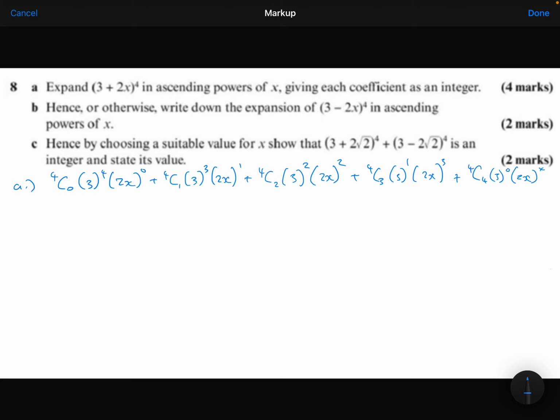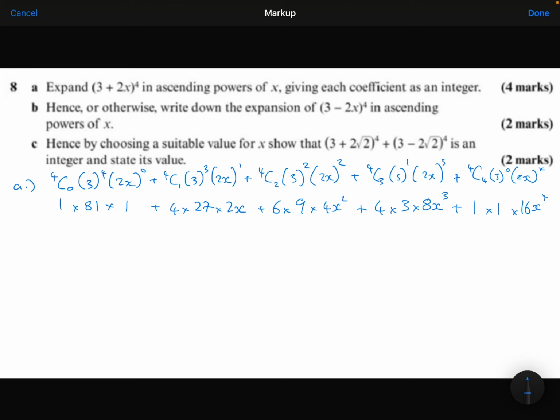Let's simplify each of those terms now then. So 4C0 is 1. 3 to the power 4 is 81. (2x) to the power 0 is 1. 4C1 is 4. 3 cubed is 27. (2x) to the power 1 is 2x. 4C2 is 6. 3 squared is 9. (2x) all squared is 4x squared. 4C3 is 4. 3 to the power 1 is 3. (2x) cubed is 8x cubed. 4C4 is 1. 3 to the power 0 is 1. (2x) to the power 4. 2 to the power 4 is 16. And then we have an x to the power 4.